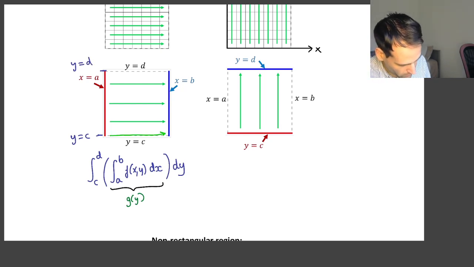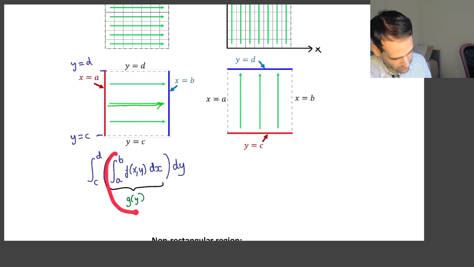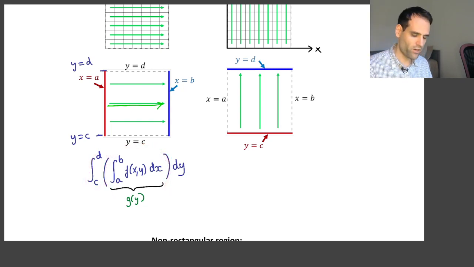Let me draw it. So we are sweeping the green arrow between c and d like this. Those are the limits of the outer integral. The green arrow represents the inner integral, which depends on y, and we are sweeping it between c and d. That's why the inner integral, which is a function of y, is integrated between c and d. This was one of the orders of integration.